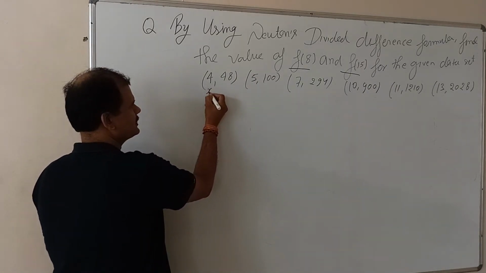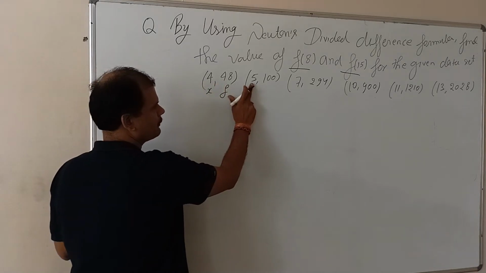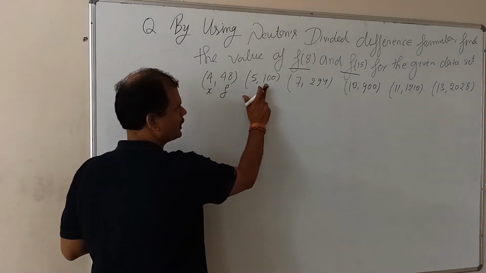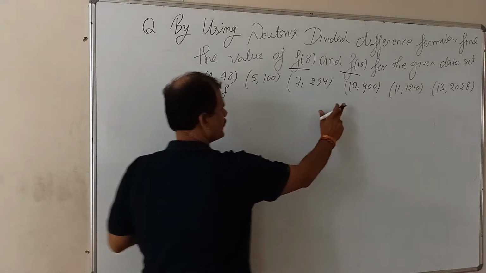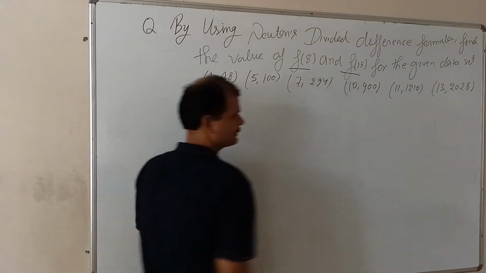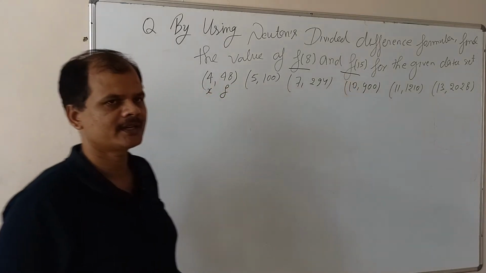This is the x, this is the f of x. x equal to 4, f equal to 48. x equal to 5, f equal to 100. x equal to 7, f equal to 294. Here the data set is given. Fine. So how many? 1, 2, 3, 4, 5, 6 data points are given.